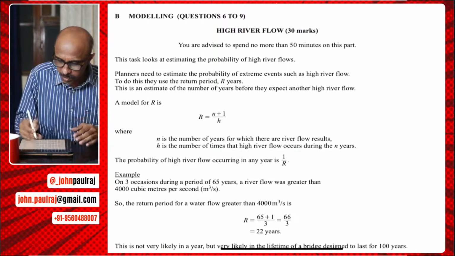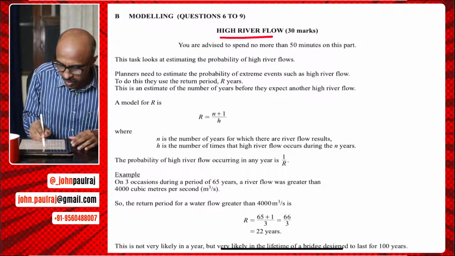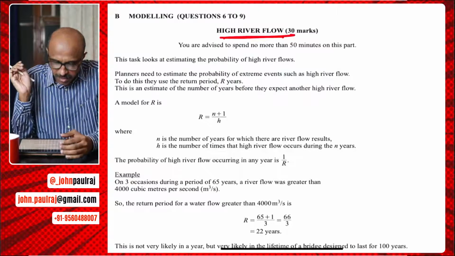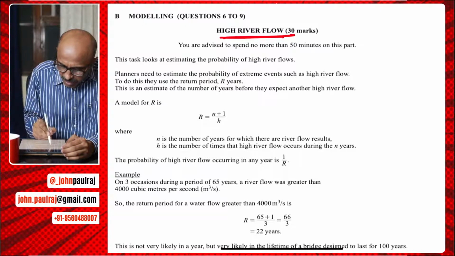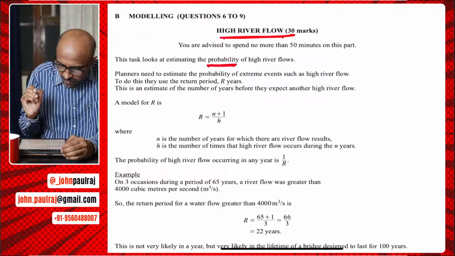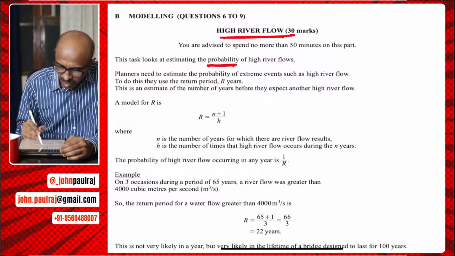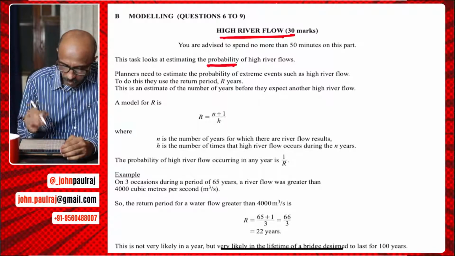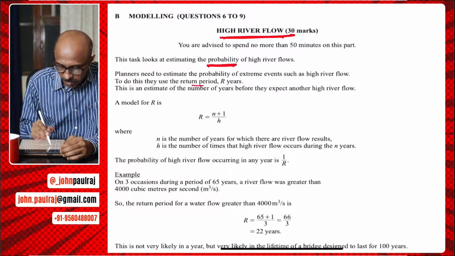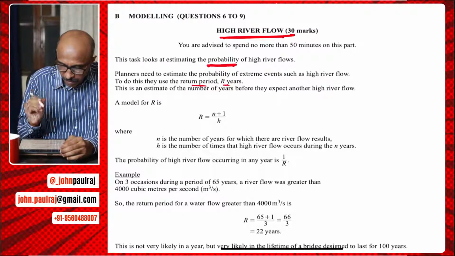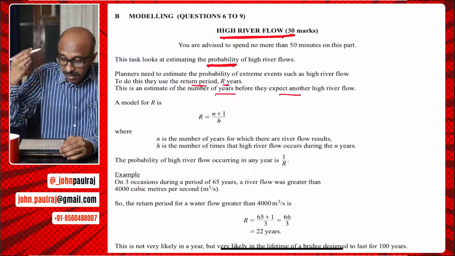High river flow, that's what it's called. This particular modeling exercise is called high river flow. It says this task looks at estimating the probability of high river flows. Planners need to estimate the probability of extreme events such as high river flow. To do this, they use the return period R years. So the return period is in capital R. This is an estimate of the number of years before they expect another high river flow.